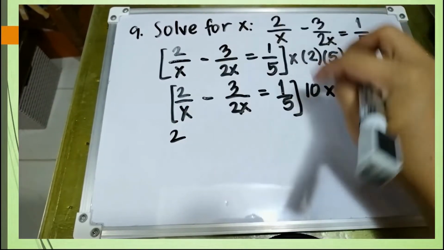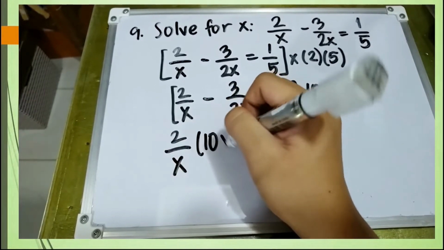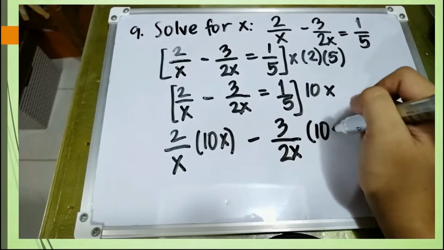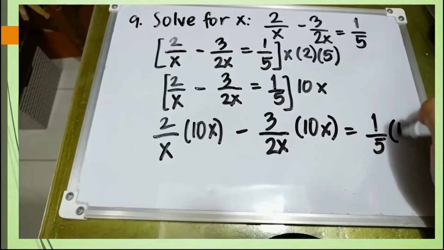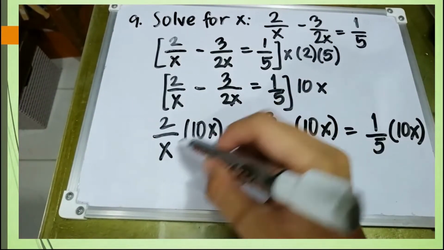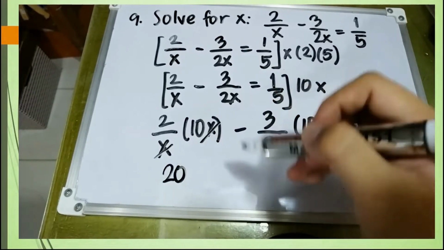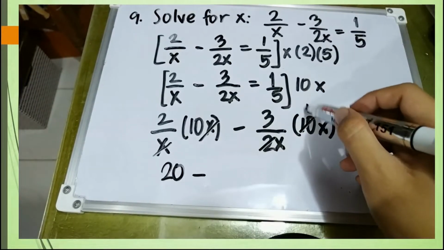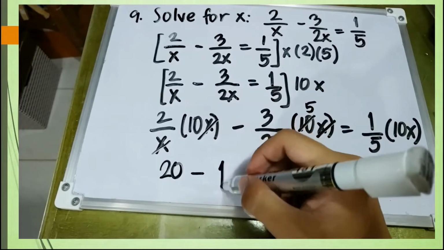So, to distribute 10x. So, 2 over x multiplied by 10x minus 3 over 2x multiplied by 10x is equal to 1/5 multiplied by 10x. So in here, we shall cancel now x. So 2 times 10 is 20 minus 3 over 2x. So 2 divided by 10 is 5. X divided by x, so is 1. So 3 times 5 is 15.